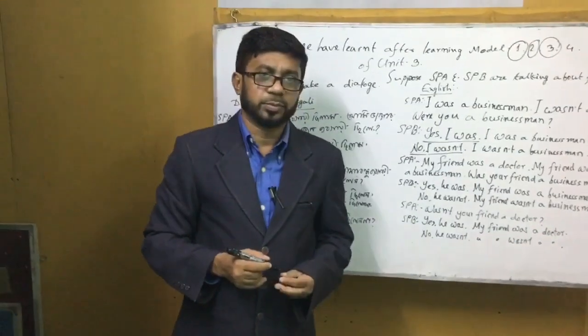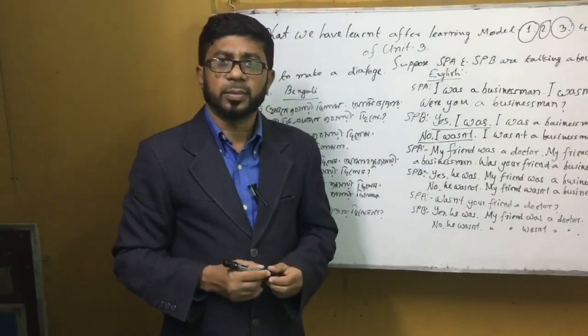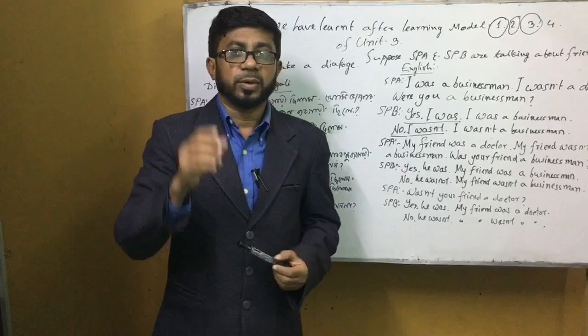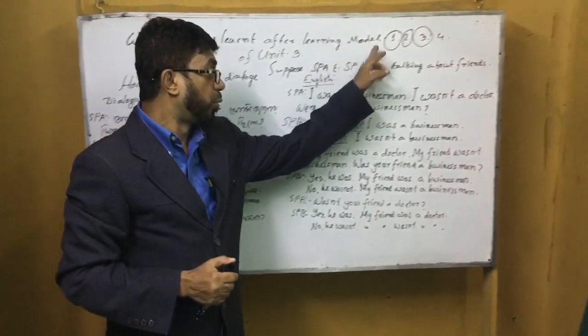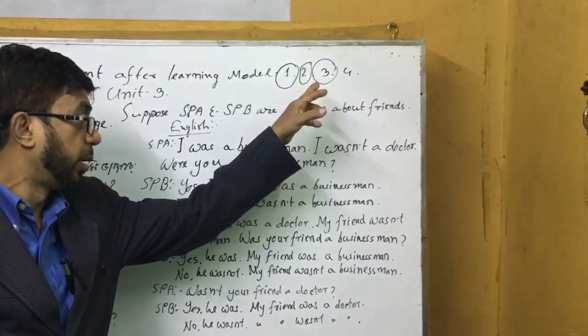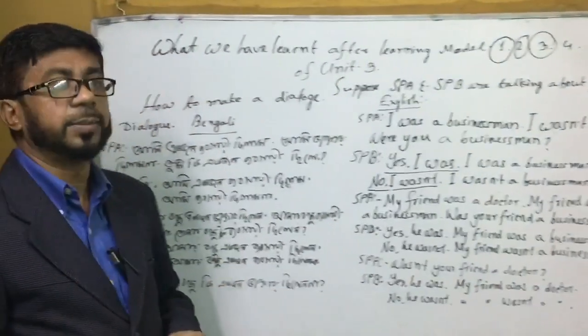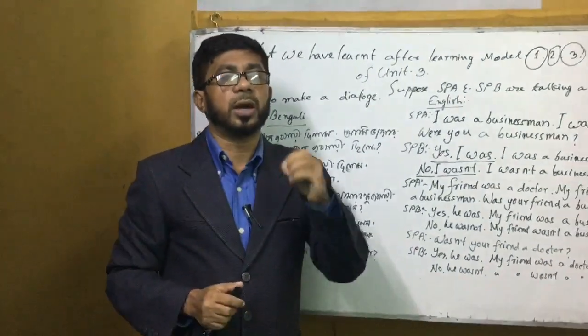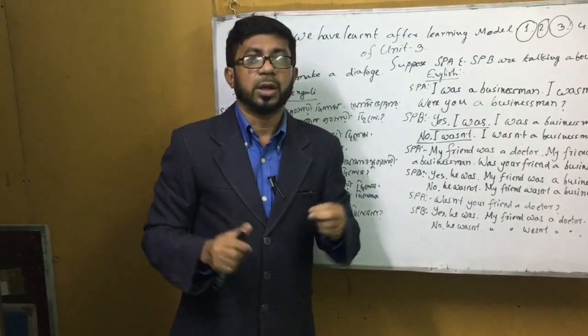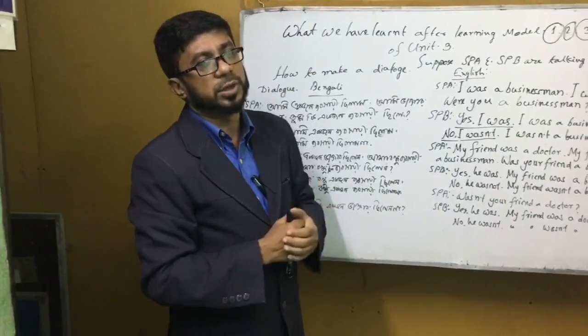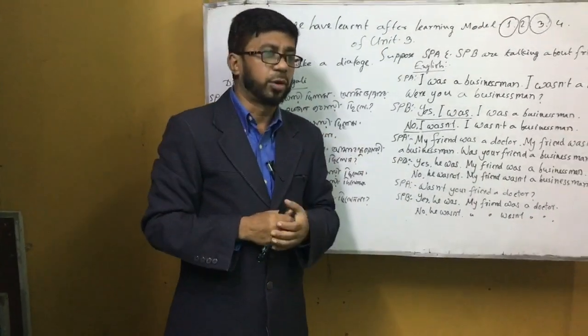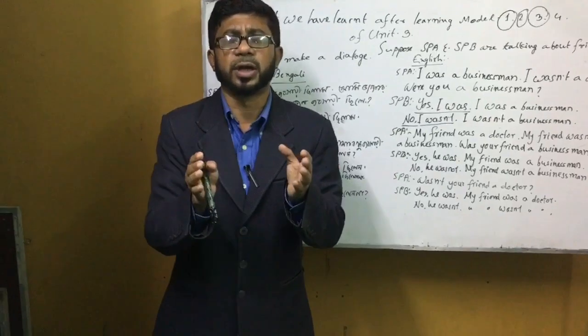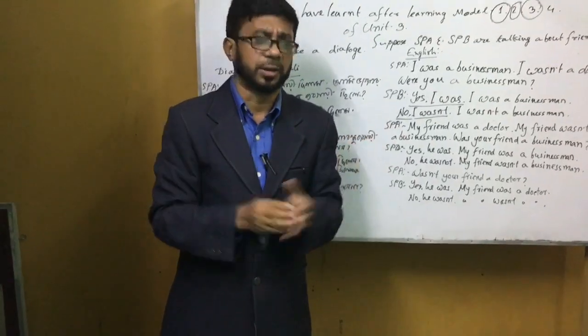Dear viewers or dear learners, look, after learning Model 1, 2, 3 and 4 of Unit 3, we have learned how to ask a question, and how to answer a question in the affirmative form and negative form. That means we have learned communicative English.